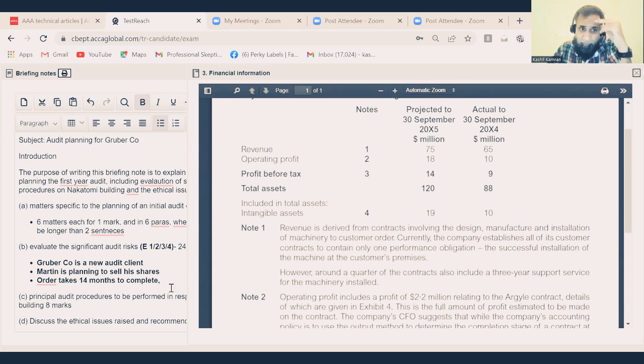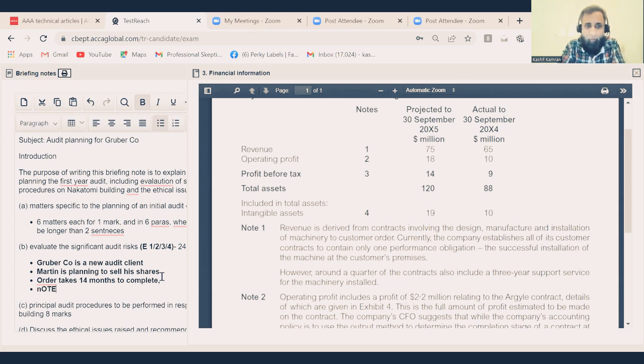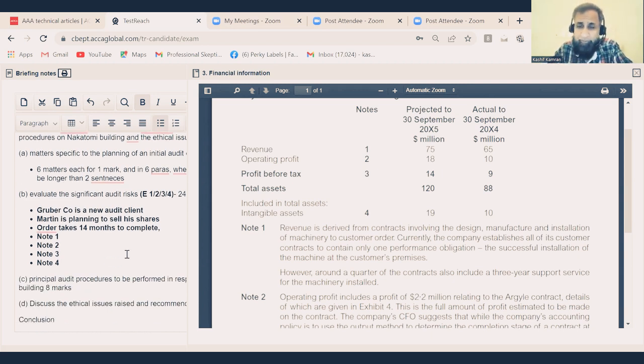But minimum, how many risks do we have? 4, right? So should I go back to my briefing note and say note number 1 without even reading what is in note number 1? Note number 1, note number 2, note number 3, and note number 4. I'll just complete the sentence once I read notes 1, 2, 3, 4. But look at my list of risks. Grubber is a new audit client, risk number 1. Martin is planning to sell shares, risk number 2. Order takes 14 months to complete, risk number 3. Then note number 1, then notes 2, 3, and 4. So already I have 7 risks in my list, in the order.